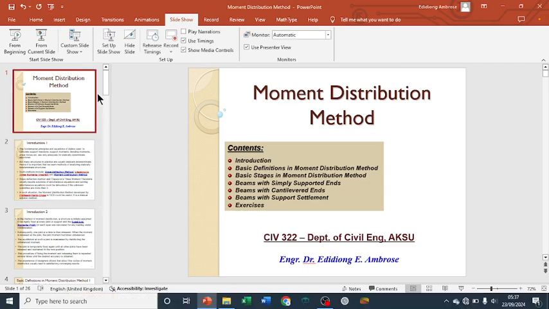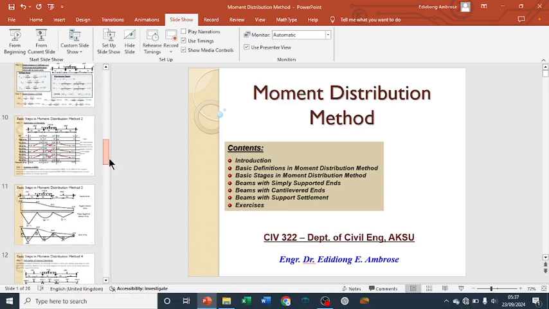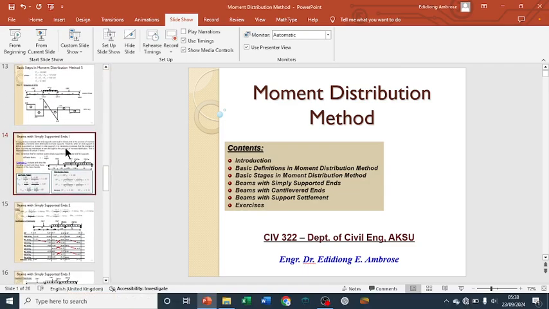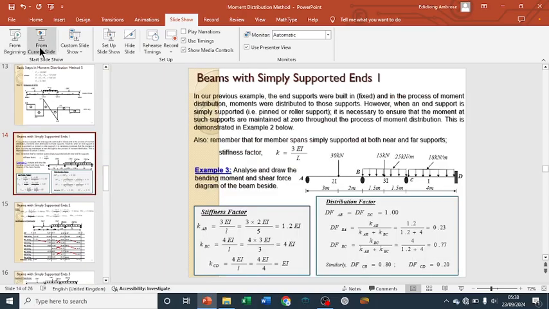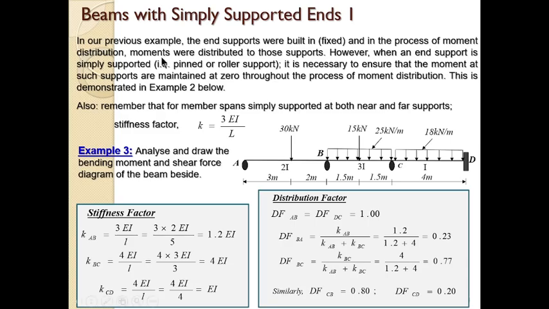So in this part 3, we're going to continue from where we stopped in part 2, and that will be to look at beams with simply supported ends. What we have been looking at in previous examples have been cases where the supports are fixed. But what happens when either or both of the supports is simply supported? That is what we are going to look at.